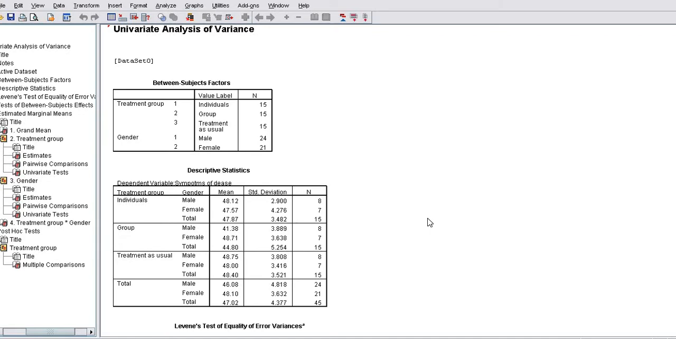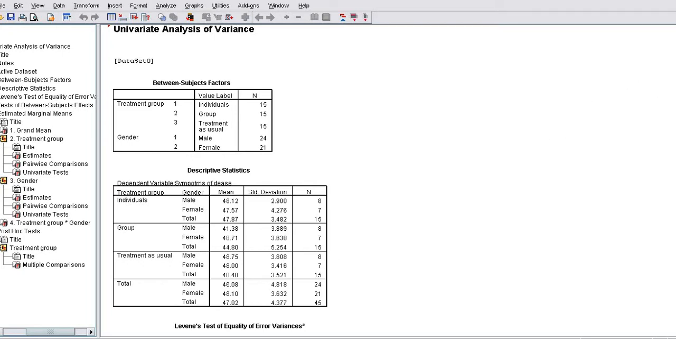These are the dependent variables. The mean of individuals: male 48.12, female 47.57, and so on. Group: male 41.38, female 48.5. Treatment as usual: male 48.75, female 48.